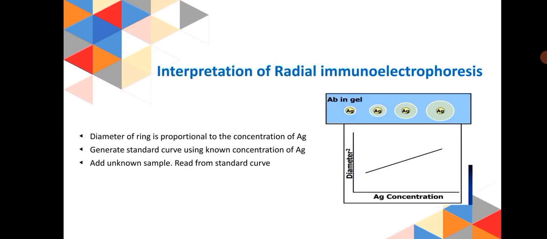Interpretation of radial immunoelectrophoresis. The diameter of the ring is proportional to the concentration of antigen. Generate a standard curve using the known concentration of antigen and add the unknown sample. Read from the standard curve.